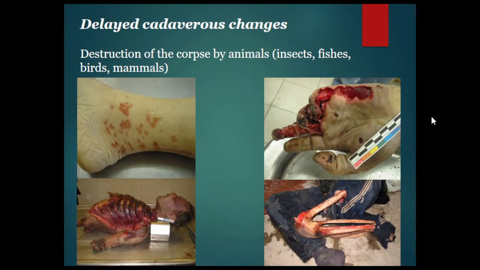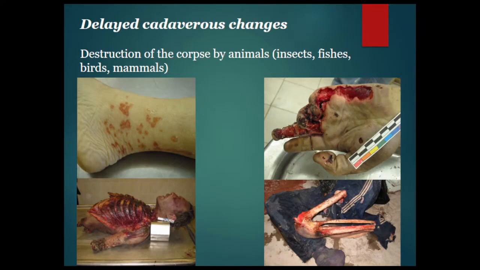Destruction of the dead body by animals. I think you understand that different animals could destroy dead bodies. These could be wild animals, domestic animals, and some pets. In this picture, I would just like to demonstrate to you some examples. First, the upper picture on the left. These are damages caused by insects, ants.